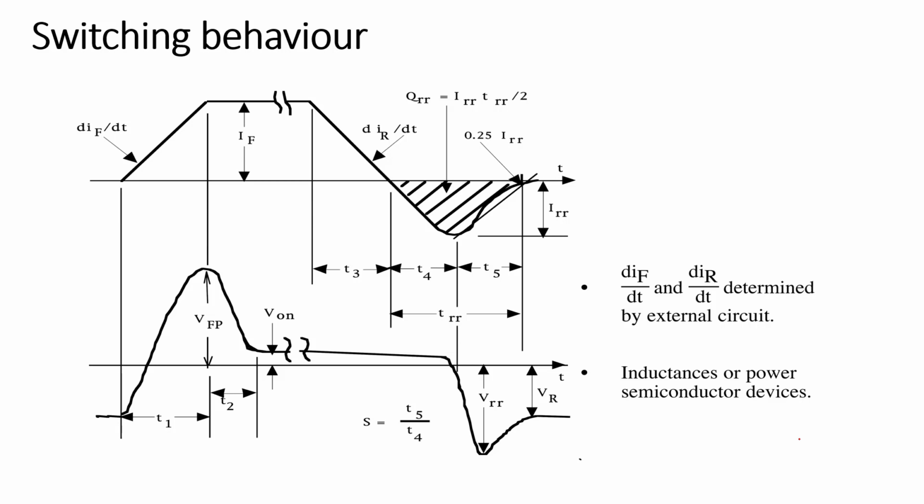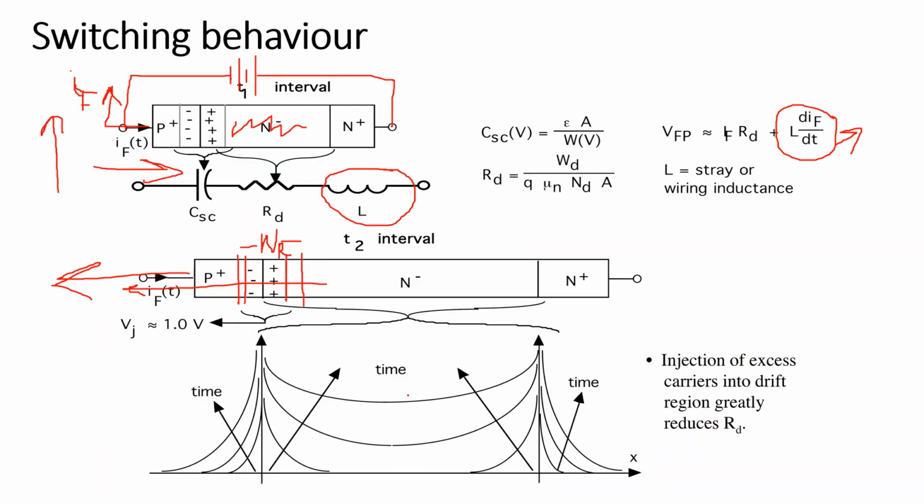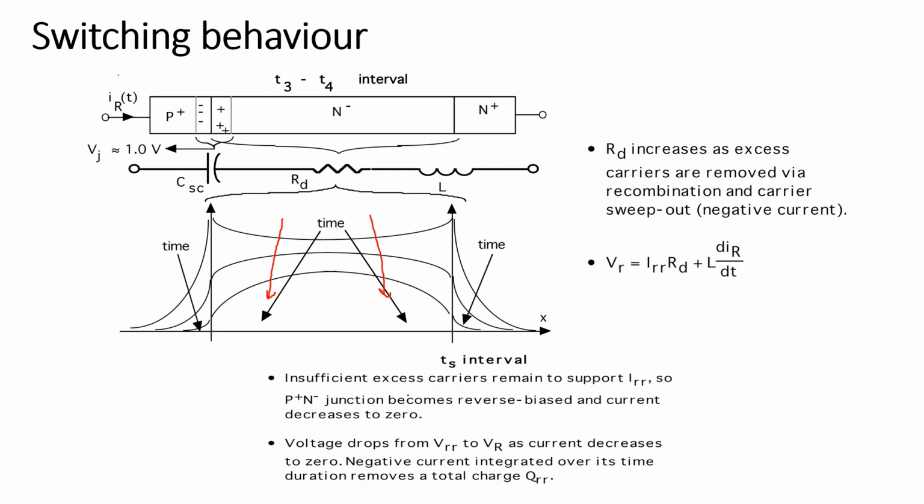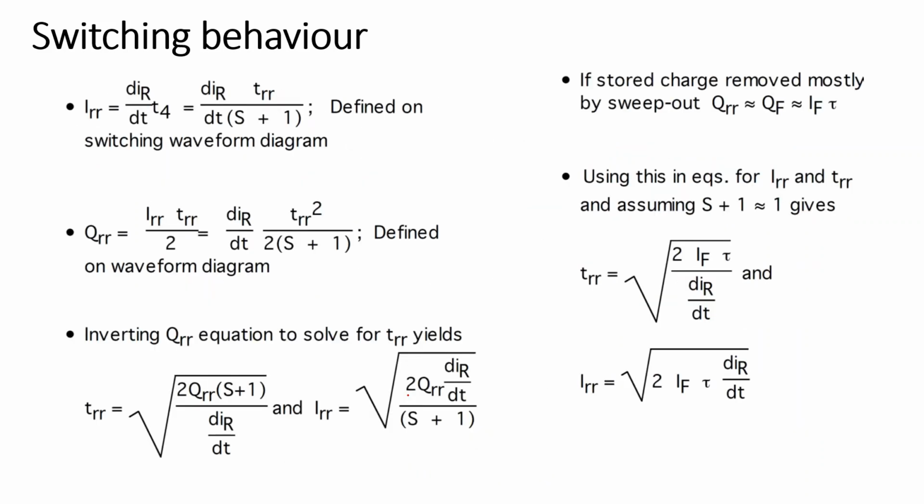Now there is one factor known as the snapping factor, which is given by T5 divided by T4. So the snapping factor S is given by T5 divided by T4, which we will be using in our expressions.